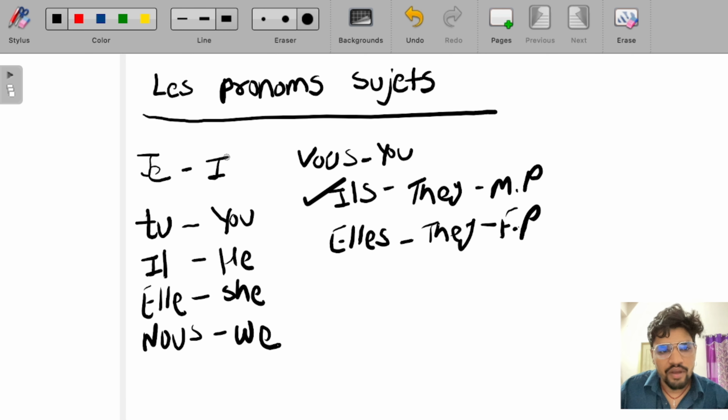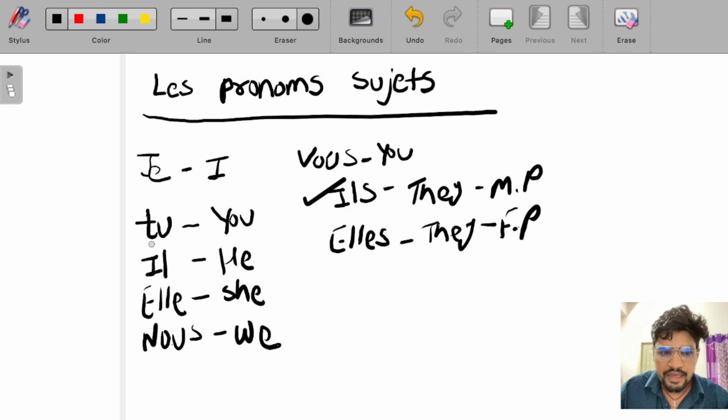Okay, repeat after me. Je, tu, il, elle, nous, vous, ils, elles. Okay, so these are the subject pronouns we have. Je means I, tu, you, il, he, elle, she, nous, we, vous, you, ils, they, elles, they.